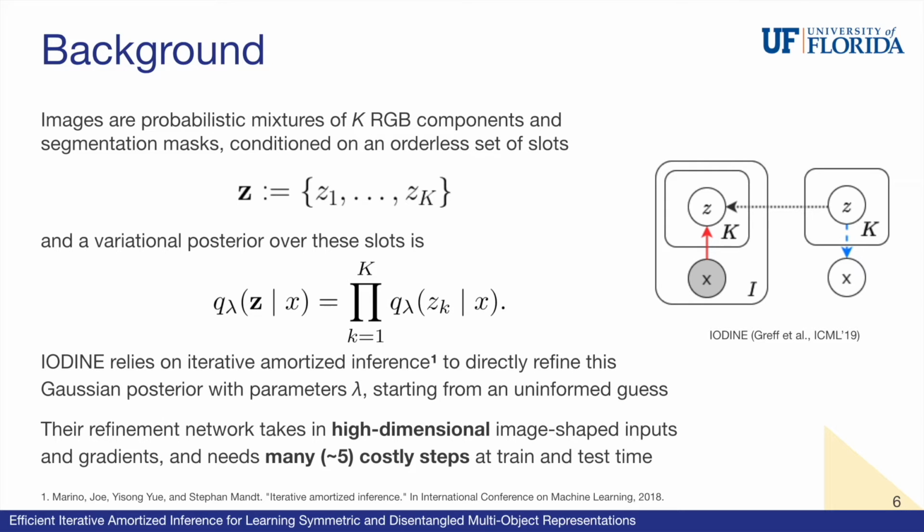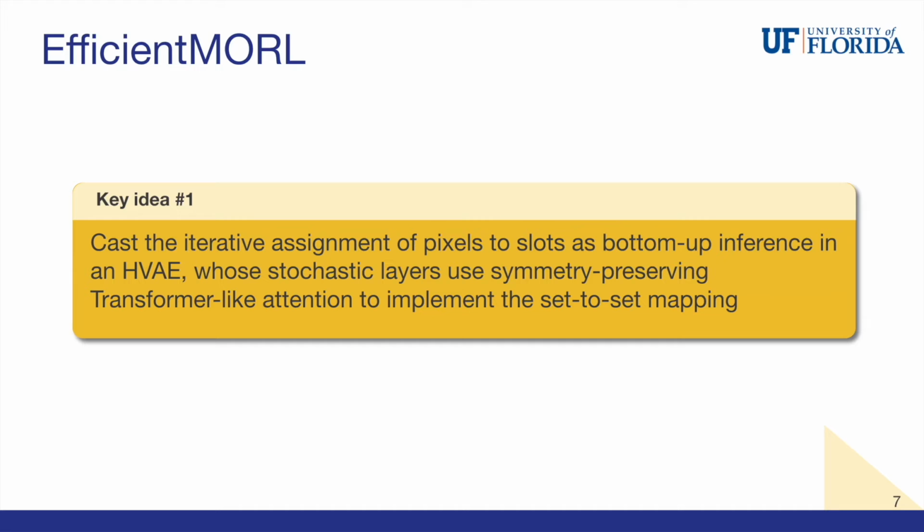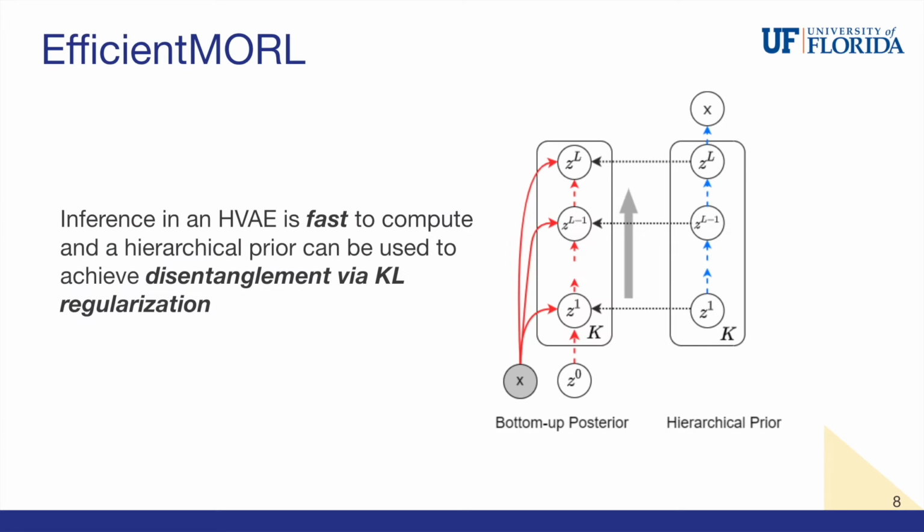However, IODINE is inefficient because they use a refinement neural network that needs to take as input high-dimensional image-shaped inputs and gradients, and use many costly refinement steps at training and test time for it to work. Our key idea is to cast the iterative assignment of pixels to slots as bottom-up inference in a hierarchical variational autoencoder, or HVAE. Each stochastic layer of the HVAE uses transformer-based pixel-to-slot attention to preserve the orderless property of the set. Inference in an HVAE is fast to compute, and the hierarchical prior could be used to achieve disentanglement via KL regularization.